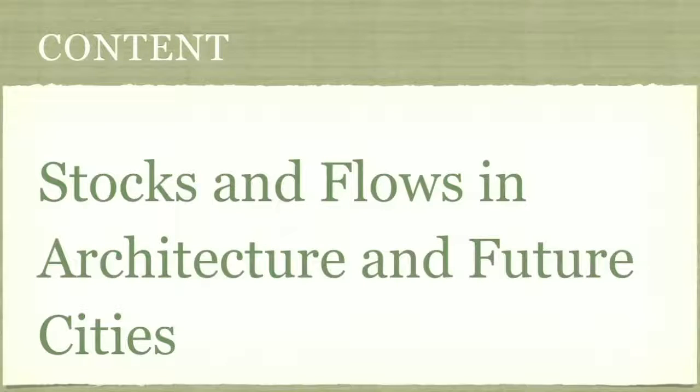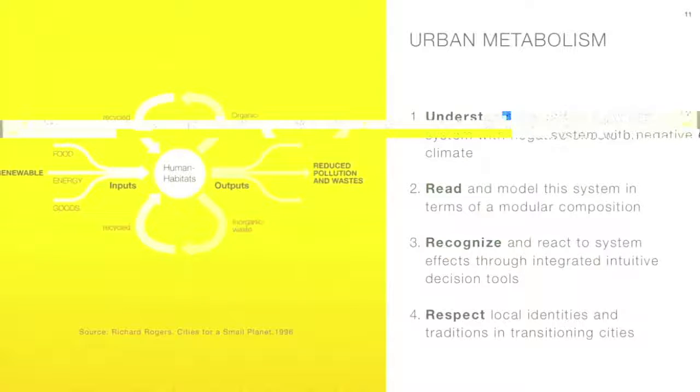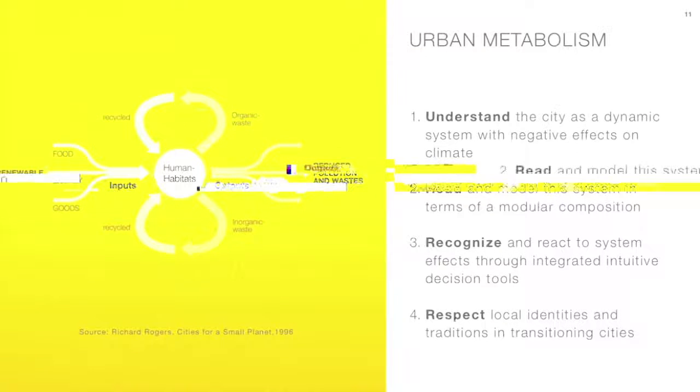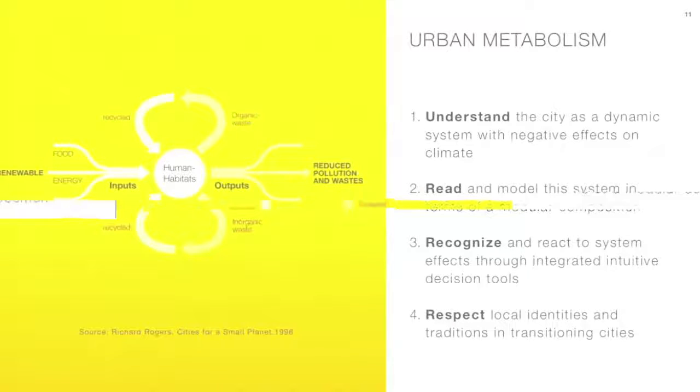Now, let's look at some of the architectural and future cities applications of stocks and flows. We have looked at urban metabolism as one of our guiding principles for the future cities research here. So in this one, we understand the city as a dynamic system with effects on climate. We try to read and model the system in terms of a modular composition. We try to recognize and react to system effects through integrated, intuitive decision tools, and we try to respect local identities and traditions in transitioning cities.